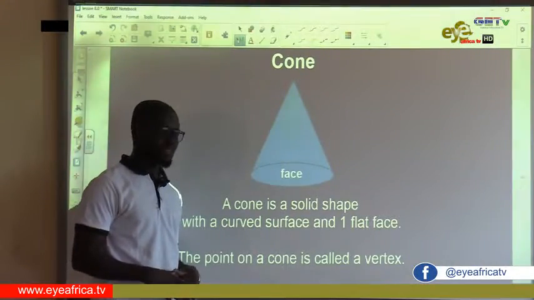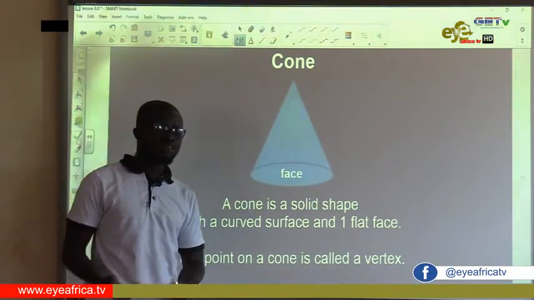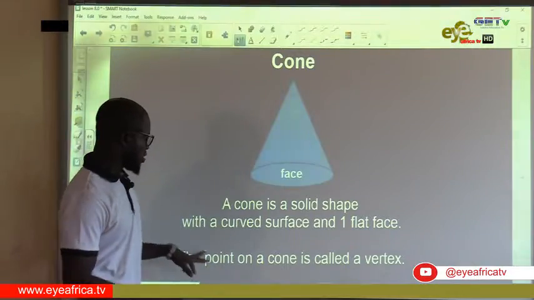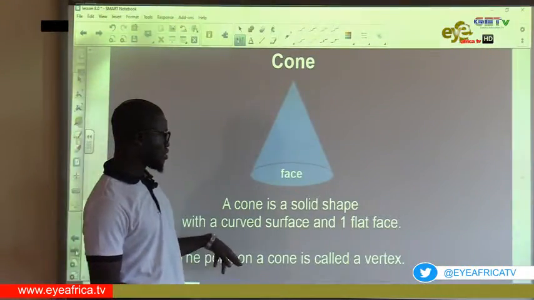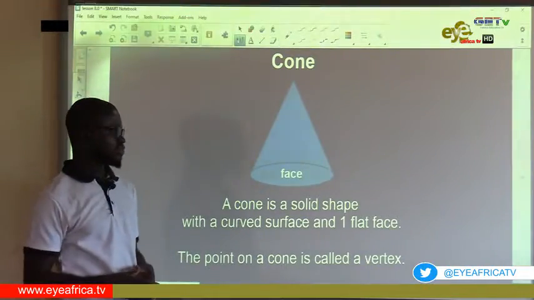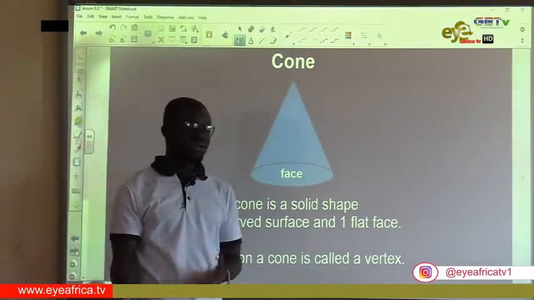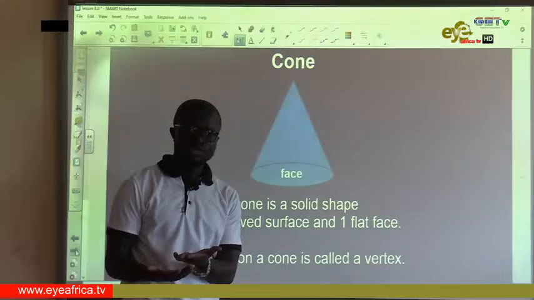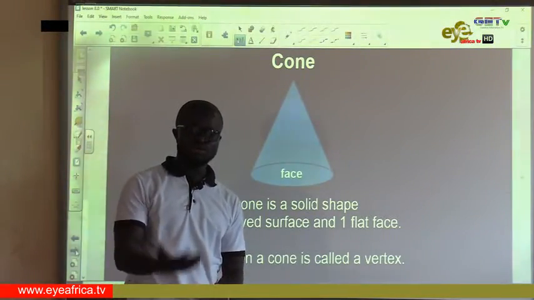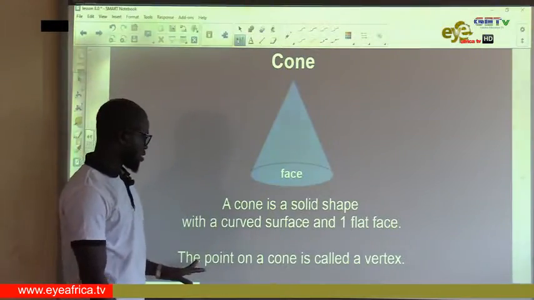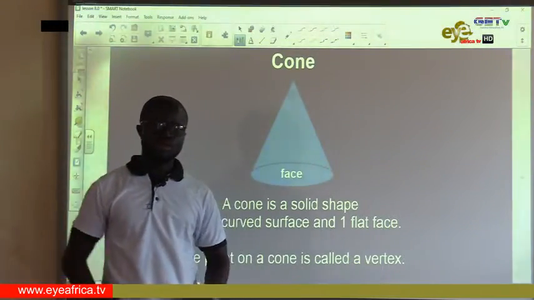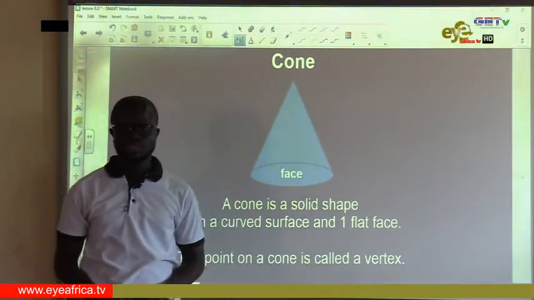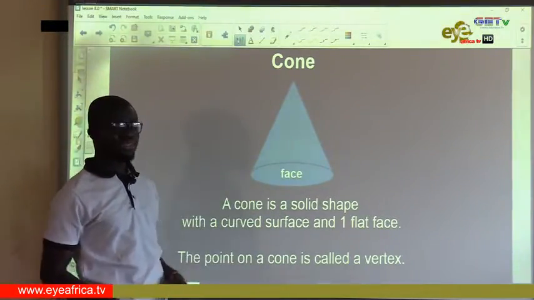Properties of a cone. The properties of a cone are a little bit different from that of a cube and a cuboid. The first property is a cone has a curved surface with one flat face that forms the bottom, or the flat surface is the part on which the cone normally rests on. The point on a cone where the edges meet is called the vertex. So these are the properties of the cone.